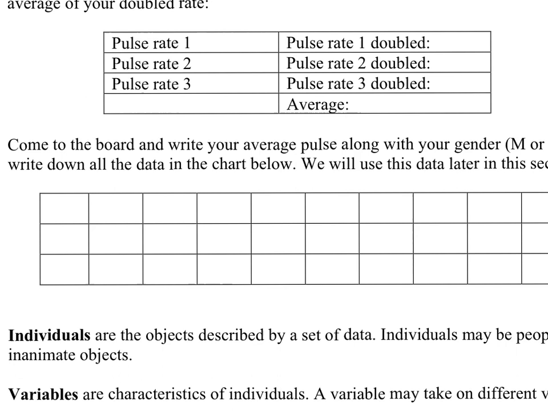Average all three, and then round that average to the nearest beat per minute. That's what you're recording on the chart on the board.